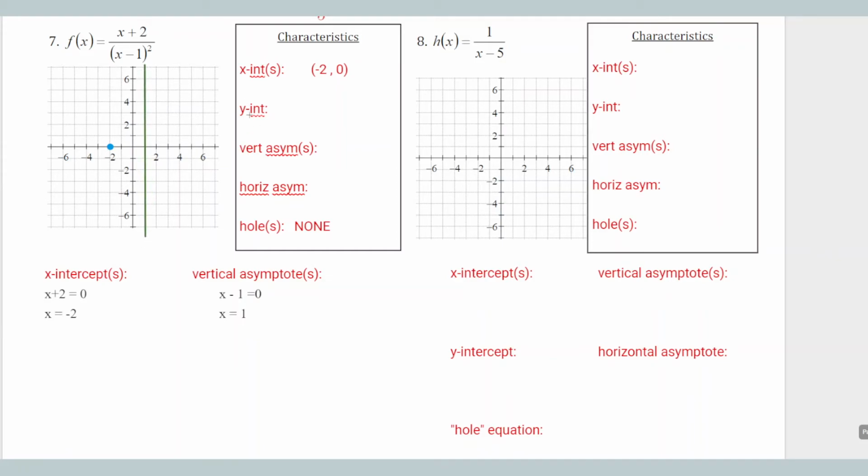So what else do we know here? We need to find the y-intercept by plugging in 0 for x. If I plug in 0 here and here, I get 2 over 1 squared, which is just 1. So I just get 2. So (0, 2) is going to be my y-intercept.